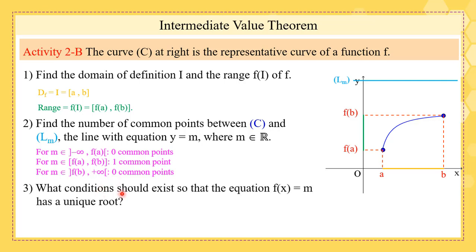So again, what conditions should exist so that the equation f of x equals m has a unique root? Now, to have a unique root, what is the condition that we should have? In fact, f should be continuous, strictly monotonic, and m belongs to f of I. And this is in fact the most important condition: m belongs to f of I. Remember, if m is somewhere here on the green part, then the curve and the line would intersect. Otherwise, if m is not somewhere here, we can see that the line doesn't intersect or doesn't cut the curve.